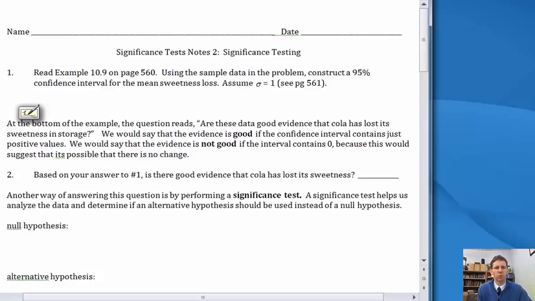These are your significance test notes too. Today we're going to talk about something called significance testing. And we're first going to start off by looking at a confidence interval, which we just got done talking about.